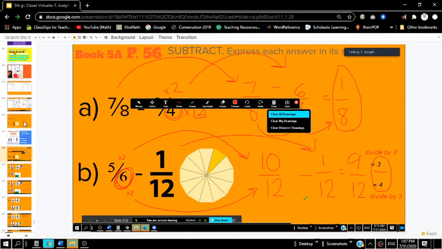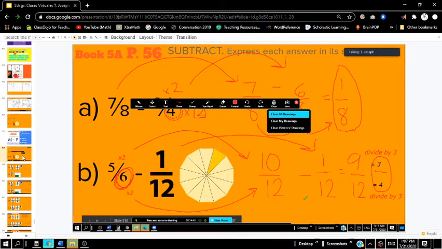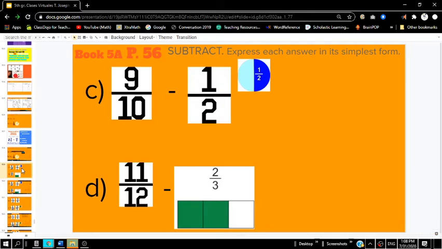And then for our next problem, 5/6 minus 1/12, we would multiply both the numerator and the denominator by 2. So 5/6 is the same as 10/12. We subtract like normal. 10 minus 1 is 9. So our answer is 9/12. But just like I said, we need to simplify that last answer, that's step 3, and our final answer would have been 3/4. Okay, so let's actually jump right into problem letter C.